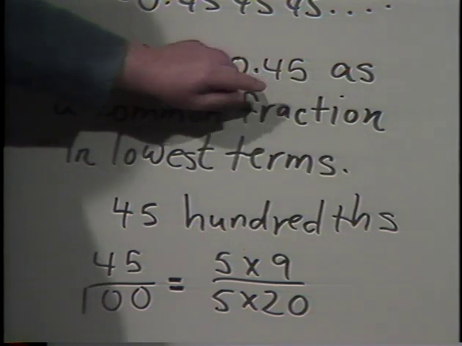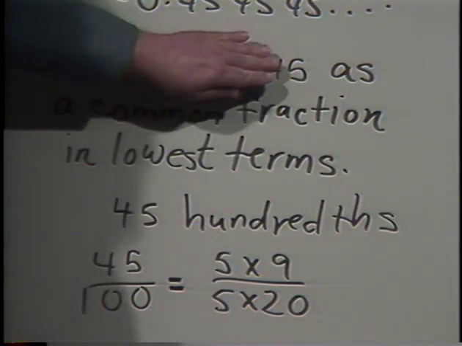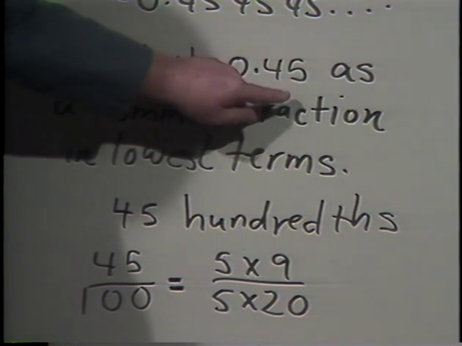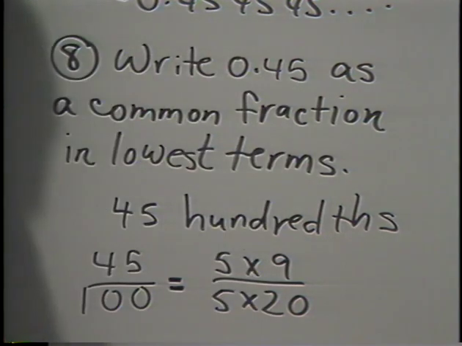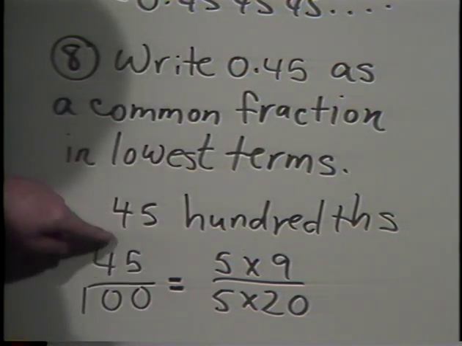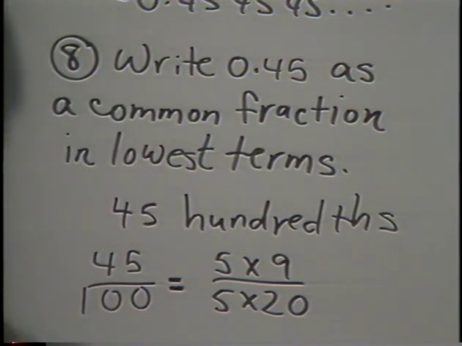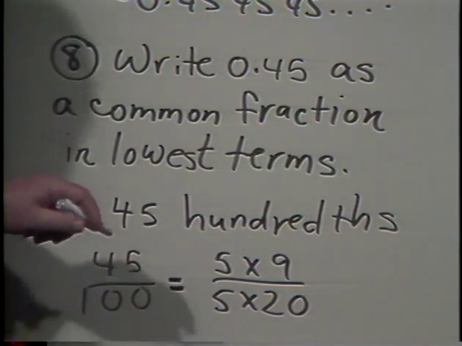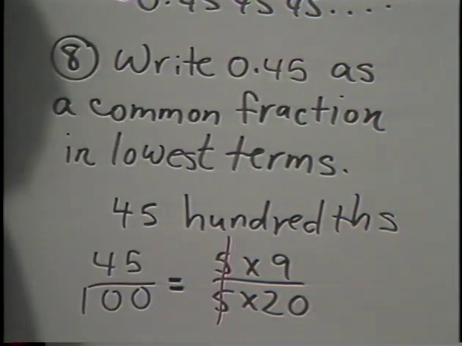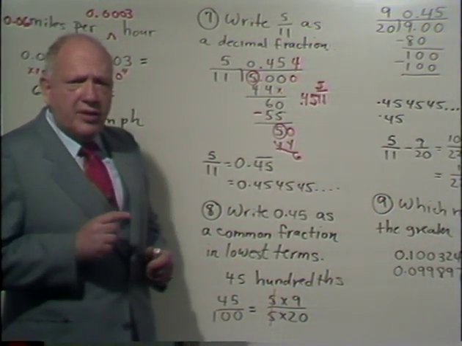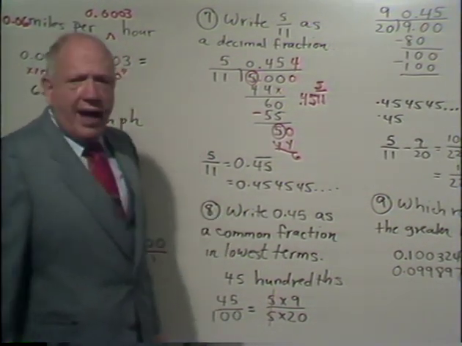Because basically, what does this say? Without the decimal point, it's 45. But the decimal point tells us it is 45 hundredths. You see, there are 2 digits to the right of the decimal point. 0.45 would be 45 hundredths, which is 45 over 100. 45 is 5 times 9. 100 is 5 times 20. We cancel out the 5s, and we have 9/20ths. See, not 5/11ths, 9/20ths. And how can you tell if this is the right answer?